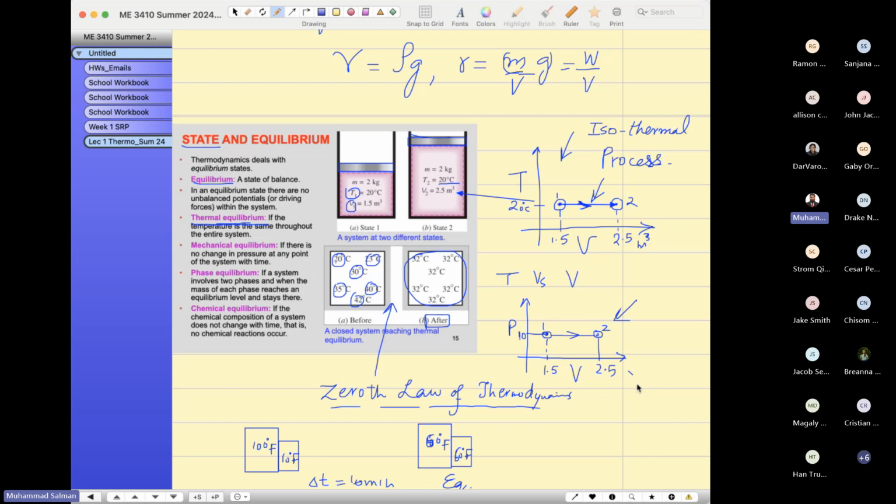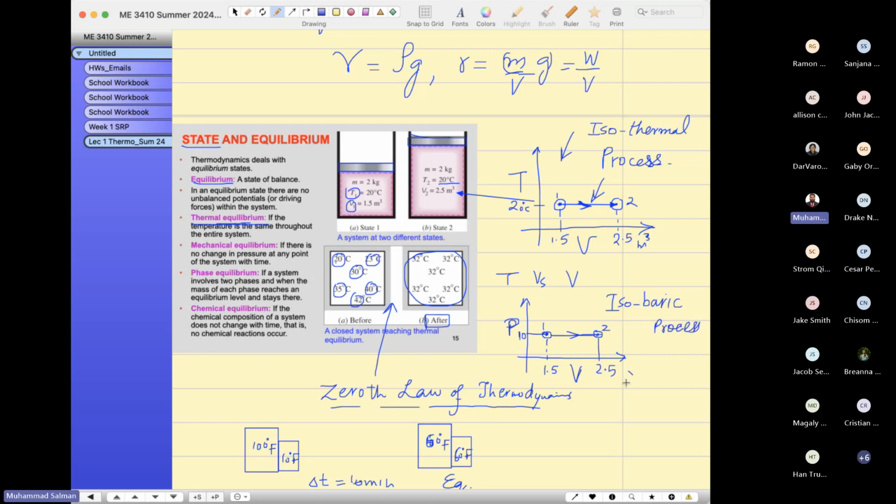What property remains constant in the second plot? Pressure. Good job. Pressure remains constant. Look, it's a straight line, pressure versus volume. Now, if pressure is constant, we call this an isobaric process. Isobaric, like bar is the unit of pressure. Isobaric process.